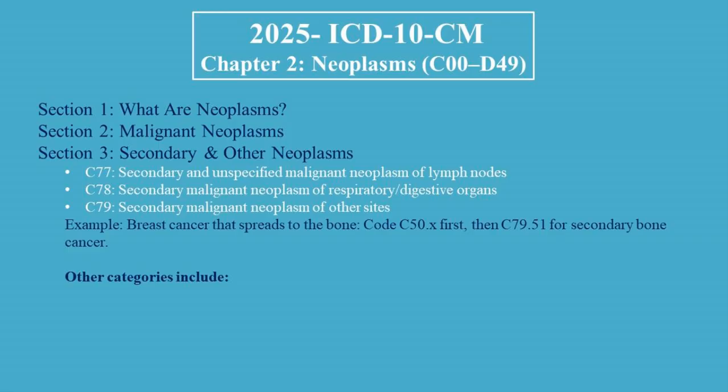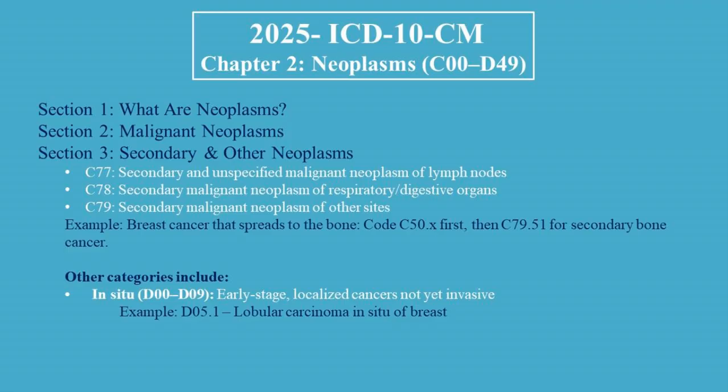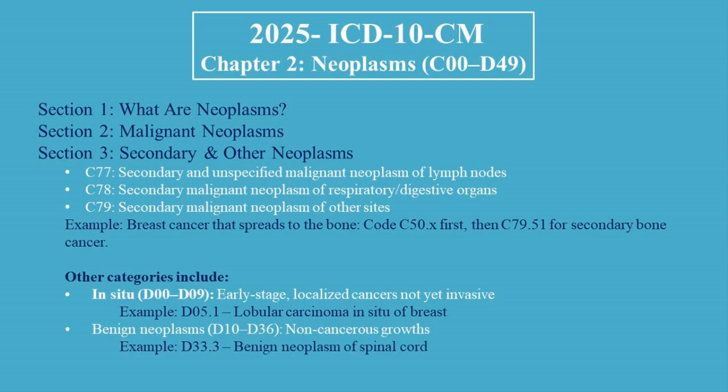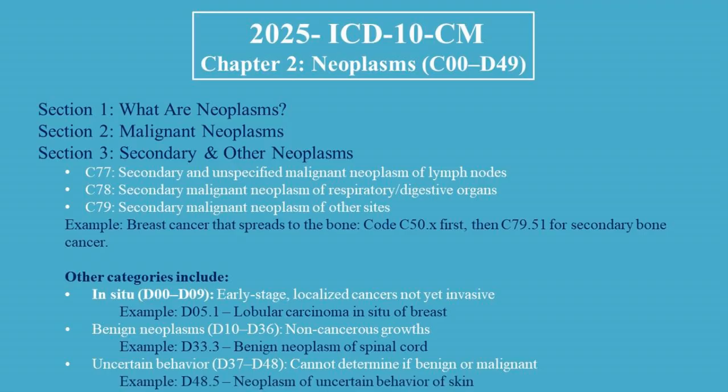Other categories include: in situ, D00 to D09, early stage, localized cancers not yet invasive. Example: D05.1, lobular carcinoma in situ of breast. Benign neoplasms, D10 to D36, non-cancerous growths. Example: D33.3, benign neoplasm of spinal cord. Uncertain behavior, D37 to D48, cannot determine if benign or malignant. Example: D48.5, neoplasm of uncertain behavior of skin.